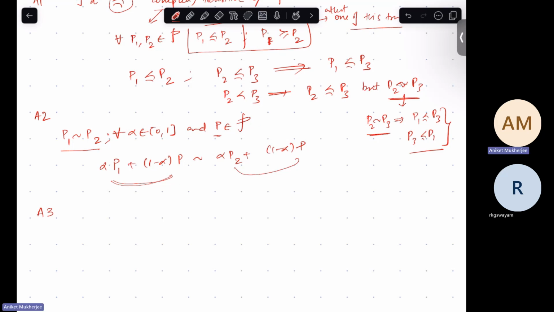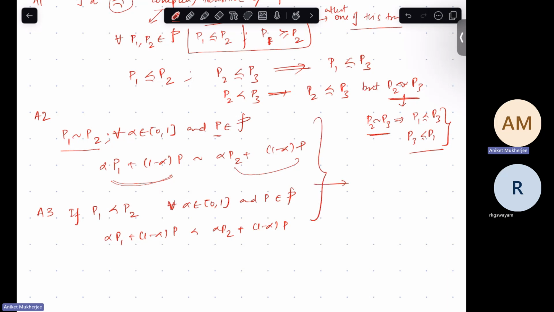My third assumption is the same as assumption 2, but now with strict inequality. If P1 is less than P2, then for all alpha and P belonging to P, alpha P1 plus 1 minus alpha P is less than alpha P2 plus 1 minus alpha P. So these both are almost the same assumptions. This assumption is called the independence assumption.